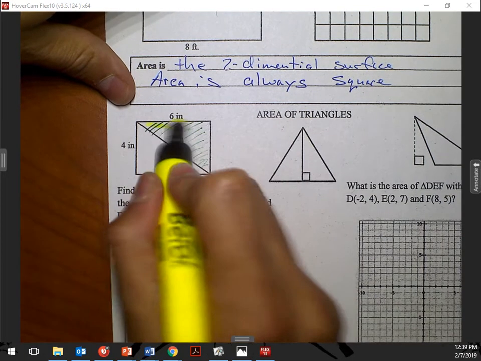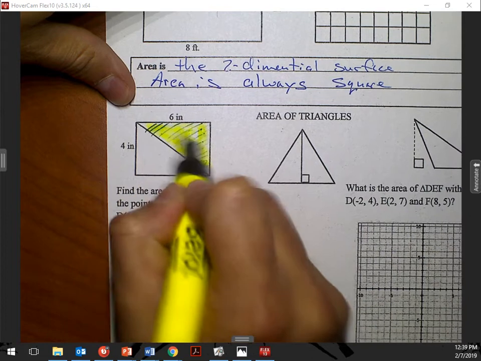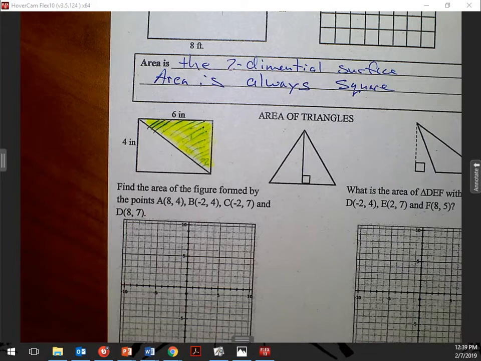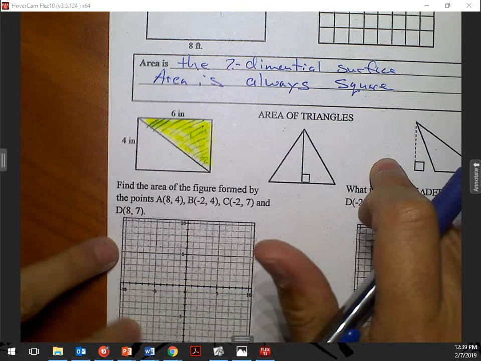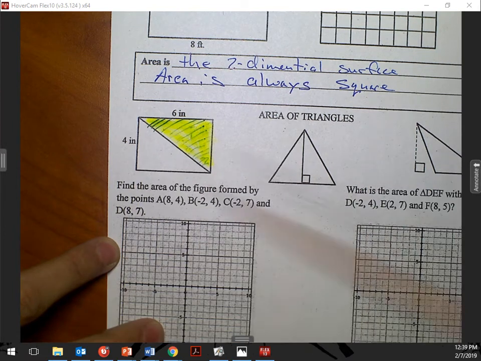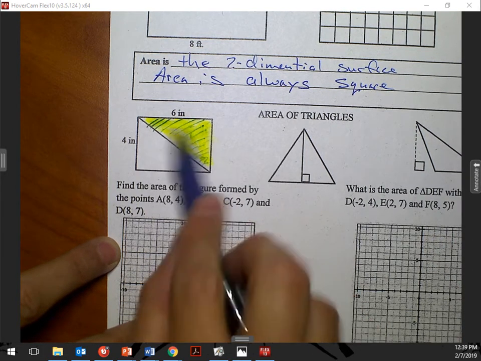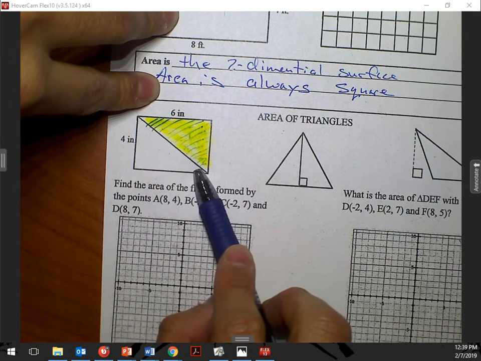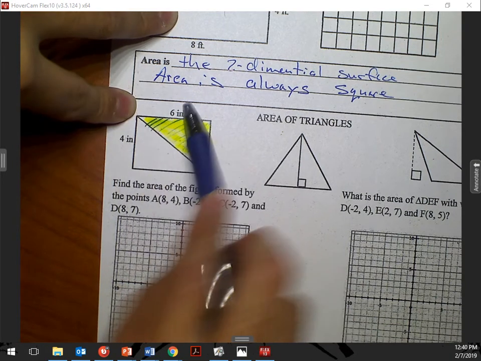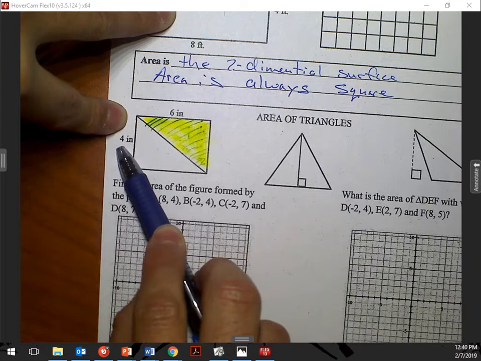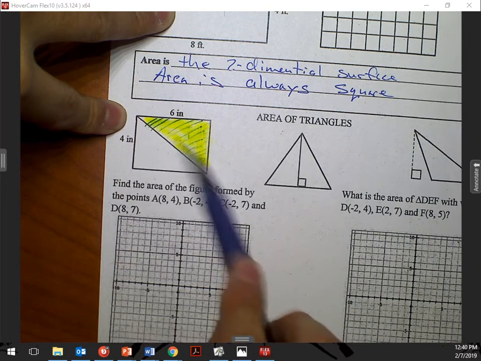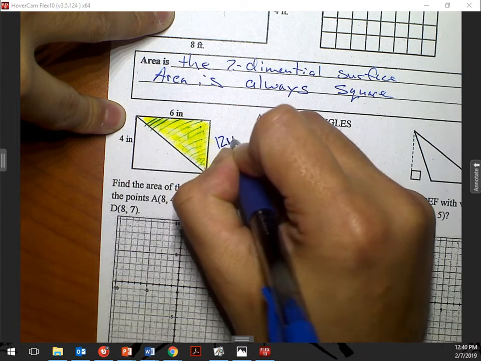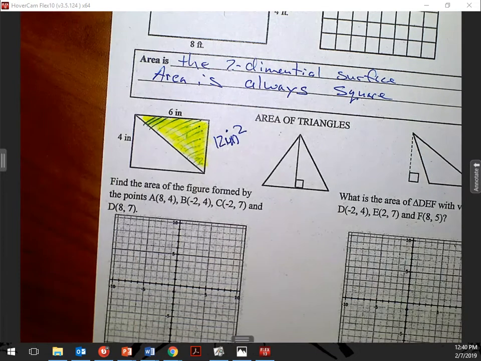So we're just talking about this right here. The area of a triangle is always going to be base times height divided by 2. Since we're dealing with a triangle in this rectangle, isn't it half this rectangle? Yes, it's half a rectangle. So if I were to find the area of this, it would be 6 times 4, right? That's the whole area, and it's half of it, so I divide by 2. So this would be 12 inches squared.